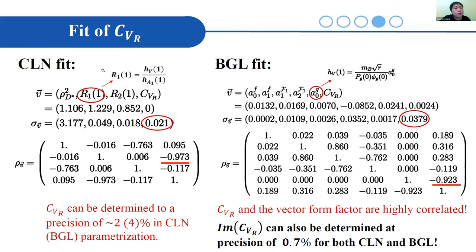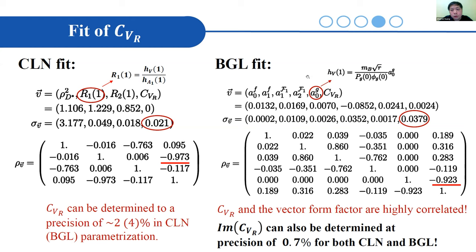Then let's turn to the results of the sensitivity study. For the CLN fit, as I said, we assign a 4% error for R11. And we found, although the error for the slope parameter rho d star is large, the precision for CVR is quite good, which is about 2%. Also, we found the correlation between CVR and R11 is quite large. This further explains why we need R11 to be determined from lattice QCD.